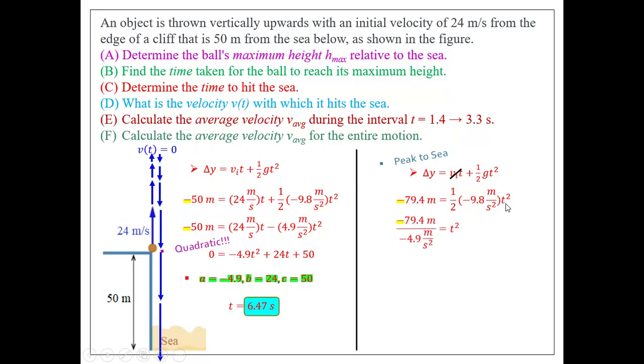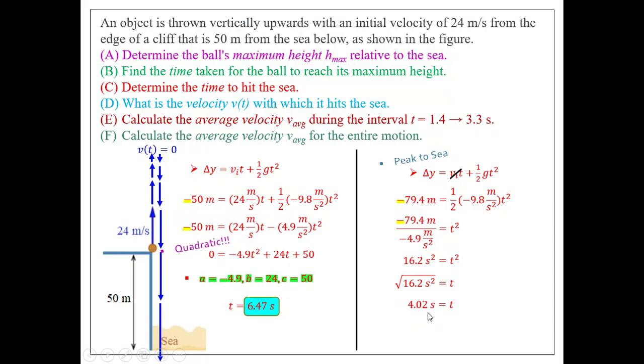Here, the only thing left unknown is T squared. So if you simplify stuff correctly, 1/2 times negative 9.8 is negative 4.9. To get T squared by itself, divide both sides by negative 4.9. So if you simplify 79.4 divided by 4.9, you get 16.2. And then you still got to square root that because you need to find just T. The square root of 16.2 gives you about 4.02 seconds.